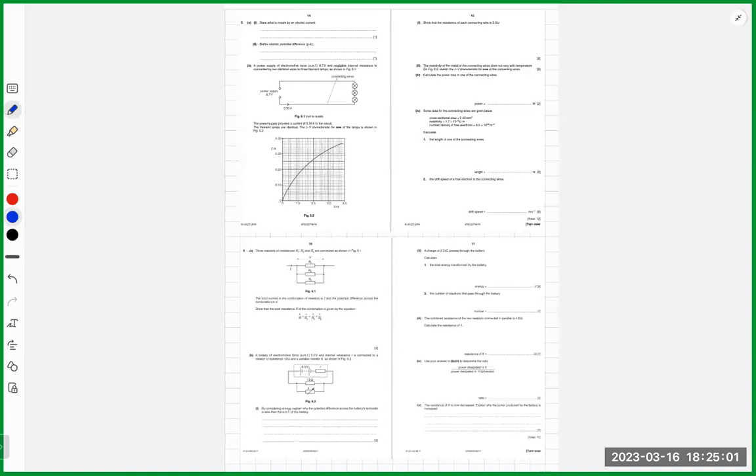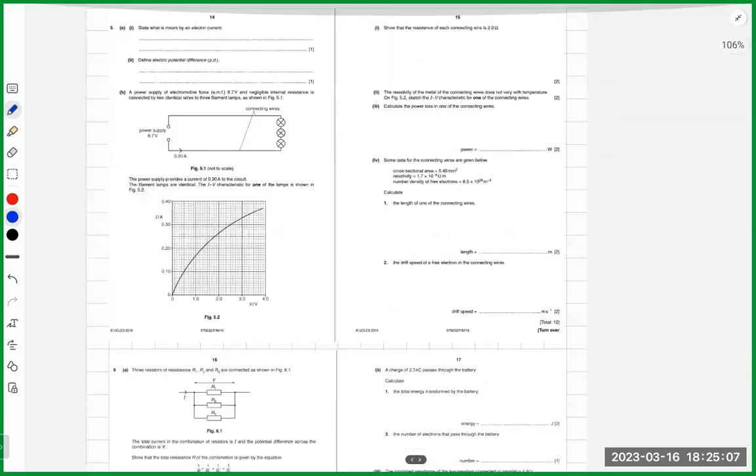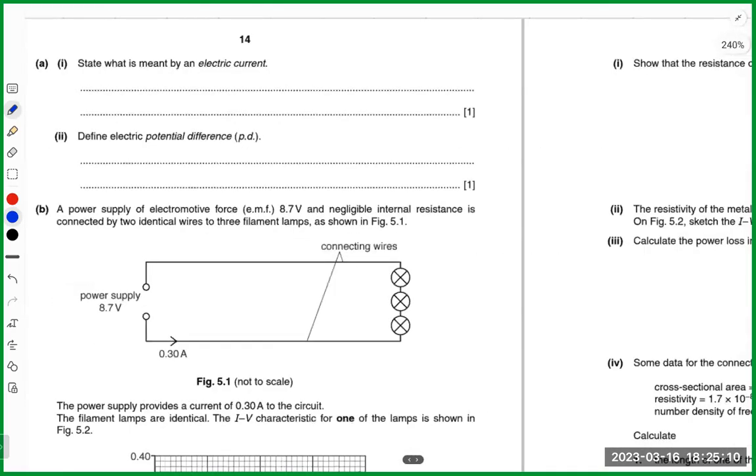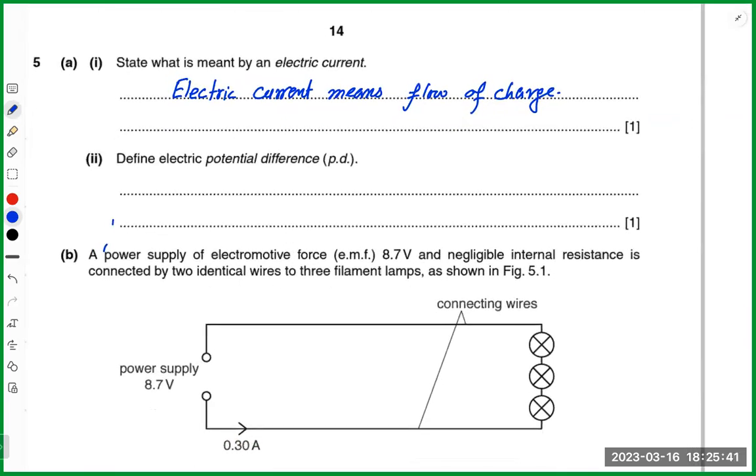Okay, we still have time today, so we can solve some questions. Let's start with this one. State what is meant by an electric current. Electric current means flow of charge. Electric current means moving charge. Define electric potential difference.